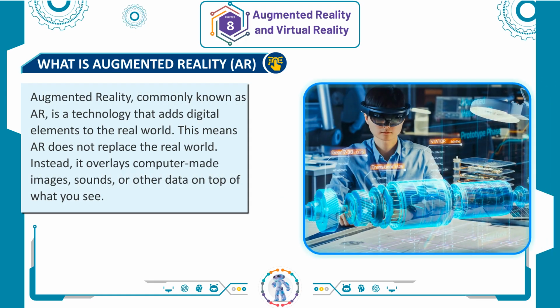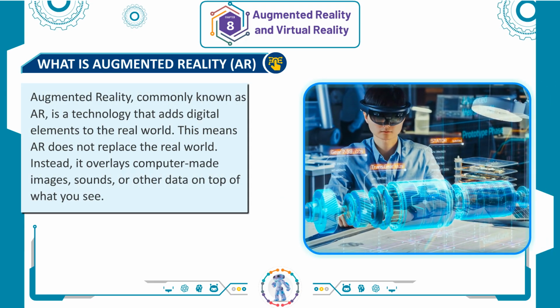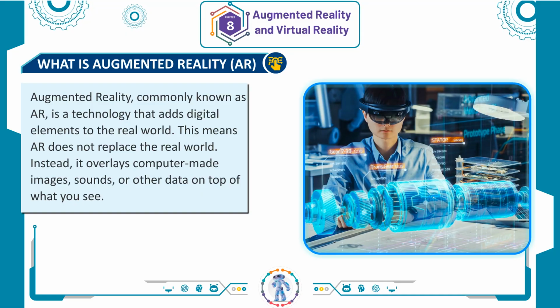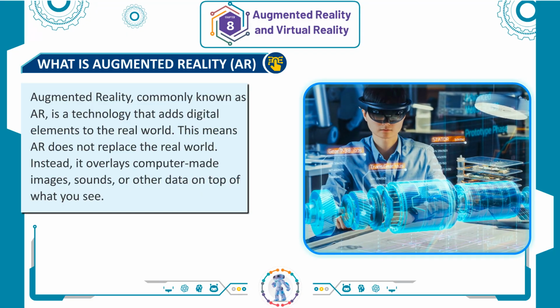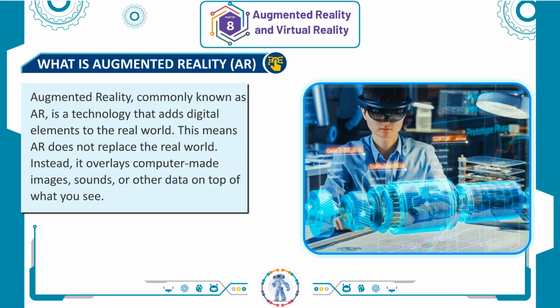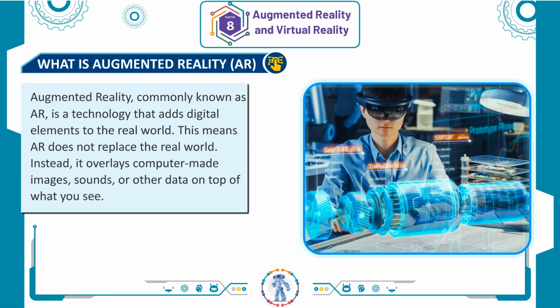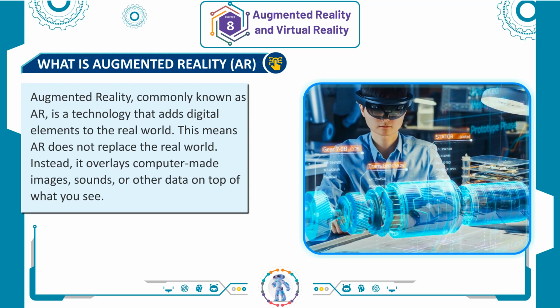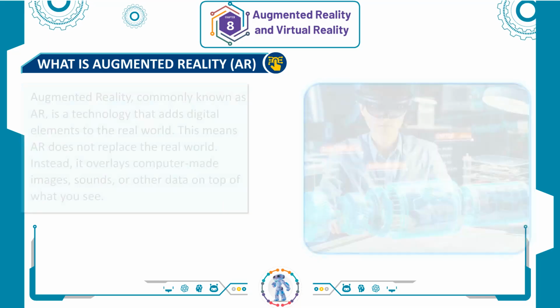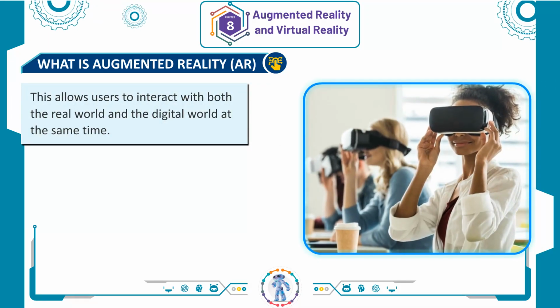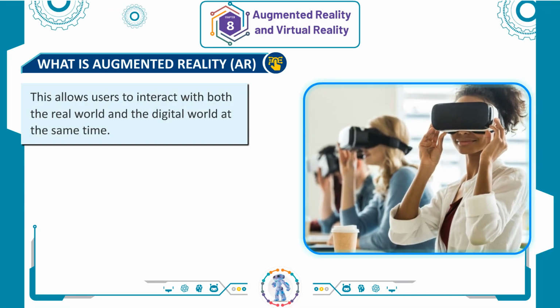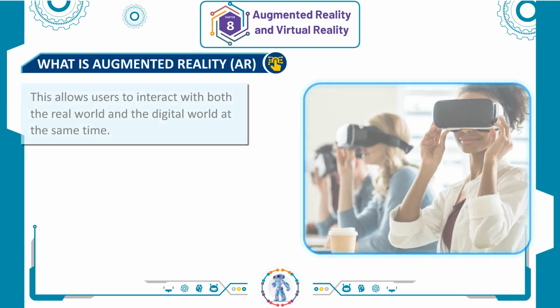Augmented reality, commonly known as AR, is a technology that adds digital elements to the real world. This means AR does not replace the real world. Instead, it overlays computer-made images, sounds, or other data on top of what you see. This allows users to interact with both the real world and the digital world at the same time.